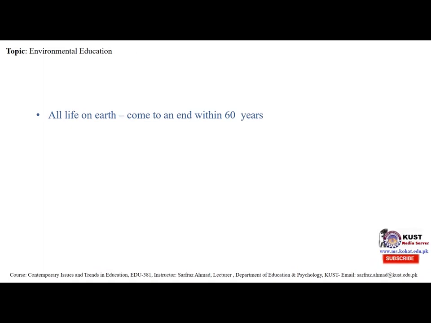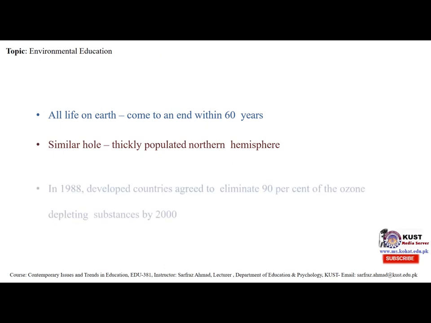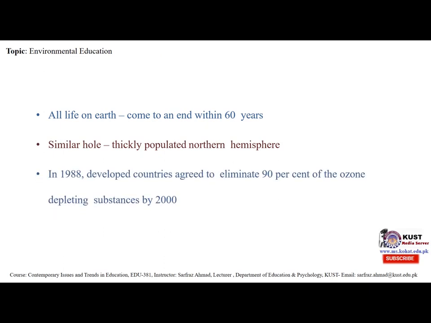All life on Earth could come to an end within 60 days if similar holes form over the thickly populated northern hemisphere. In 1988, developing countries agreed to eliminate 90% of ozone depleting substances by 2000.